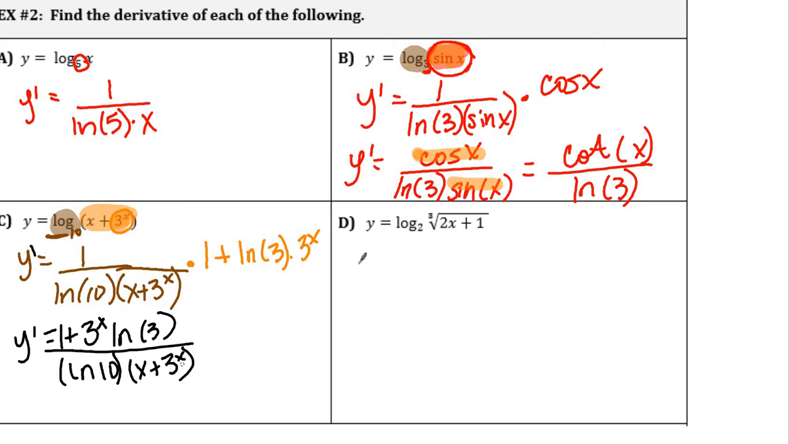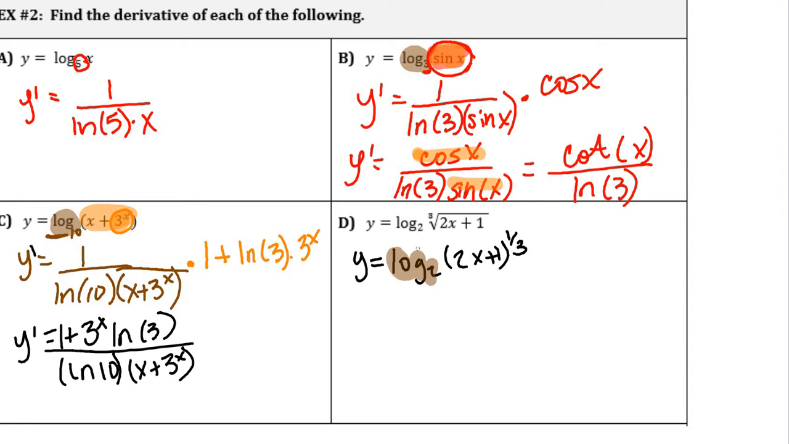Alright, so I'm going to rewrite this a little bit before we take the derivative. So I have log base 2 of, and there's a 3 there, so 2x plus 1 raised to the power of 1/3. Because there's actually a couple of different rules going on. So first things first, I'm going to take the derivative of the log.